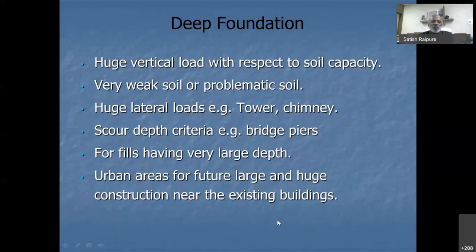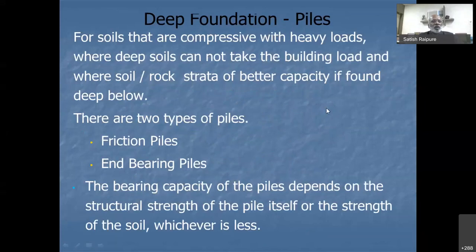Urban areas for future and large construction near the existing buildings. Like I said, in the dense areas, if we have to construct a multi-storied building, then we must take care about the adjoining structures. They should not be in danger because of our construction. Mainly the deep foundation deals with the pile foundation.